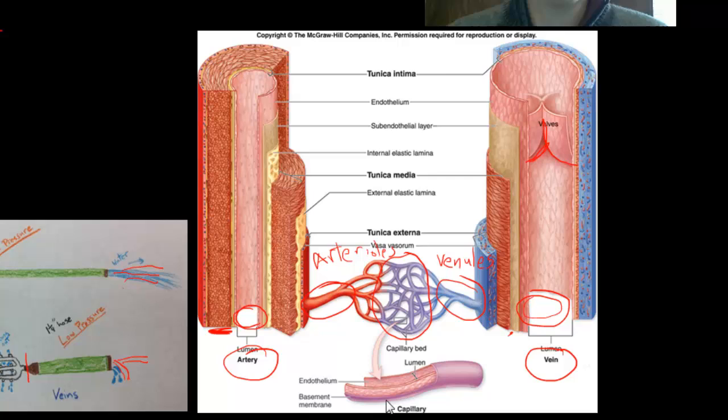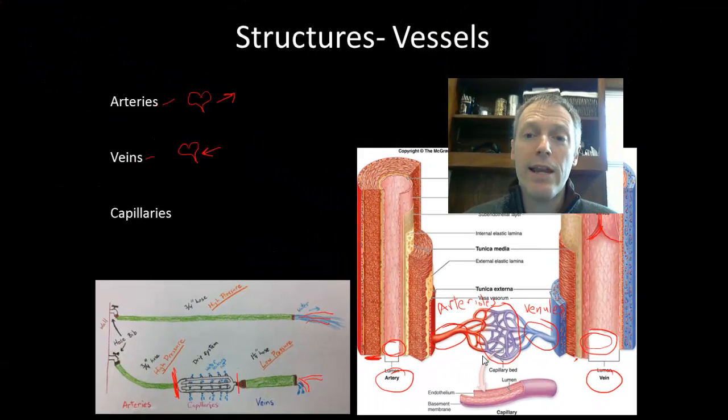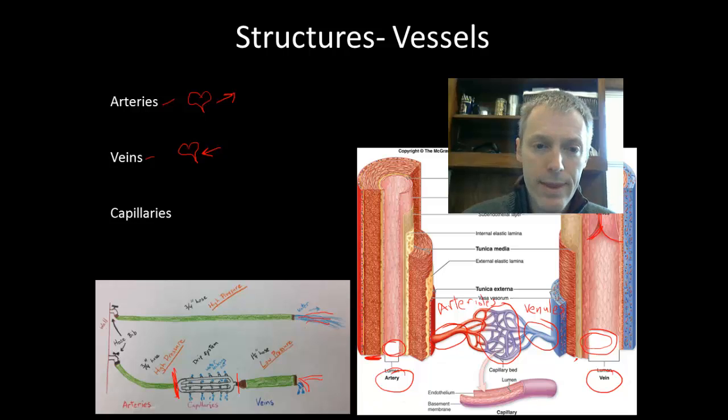So for example, if you need to get nutrients from your digestive system, those nutrients will enter the blood in the capillaries surrounding the digestive tract, specifically the small intestine. And then they'll end up getting pumped back in through veins back to the heart, and then pumped out. Those nutrients will get pumped out to wherever they're needed in the body. So capillaries, they run through tissue.